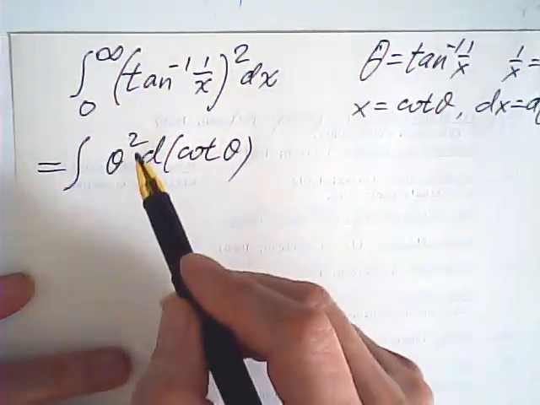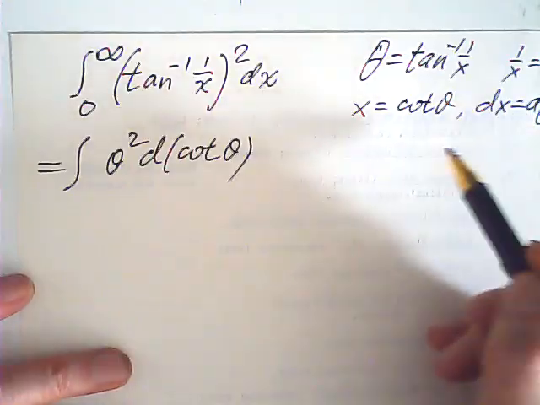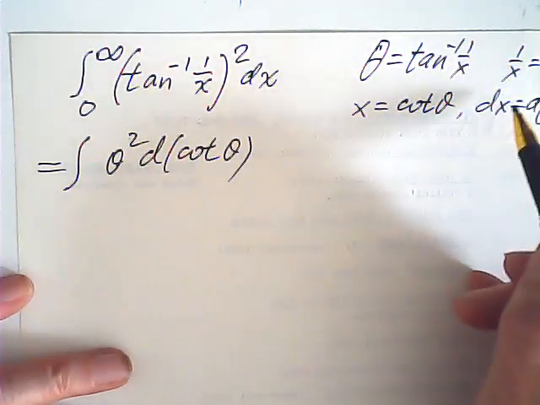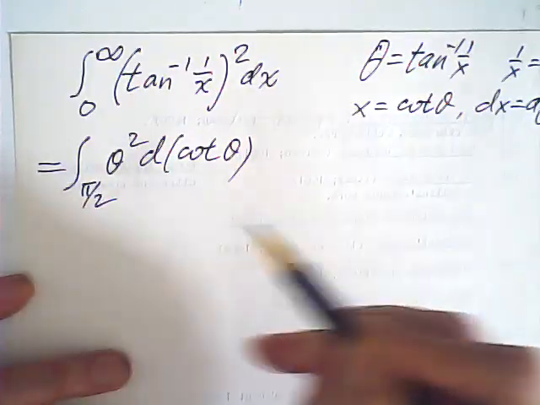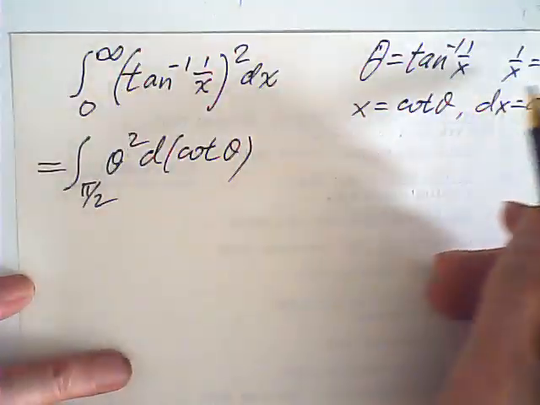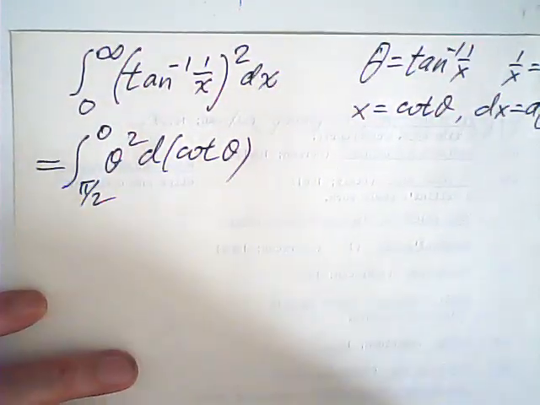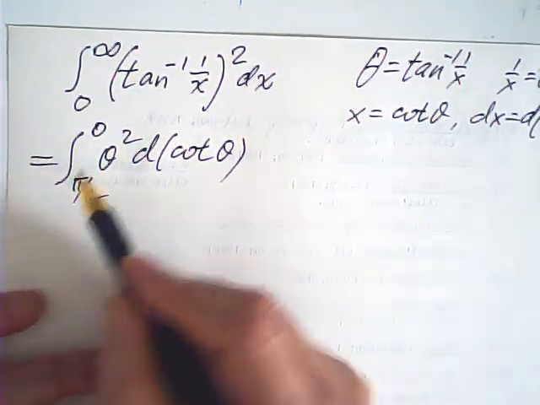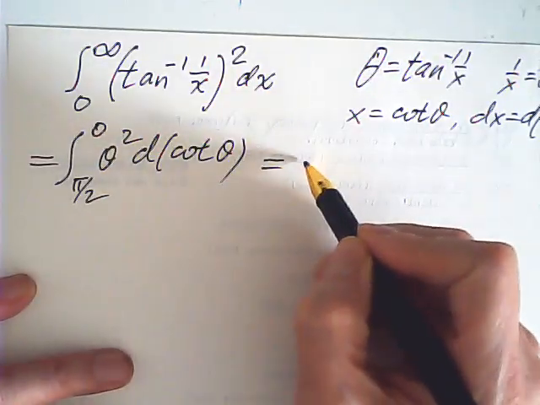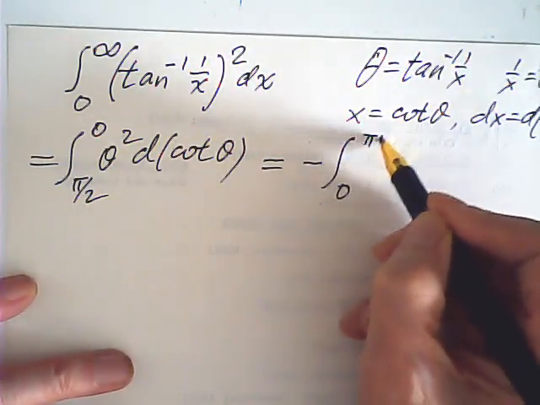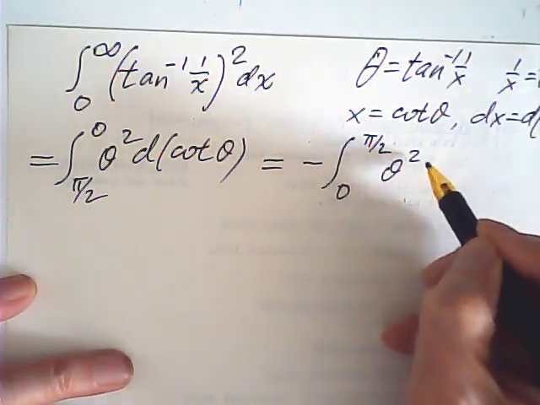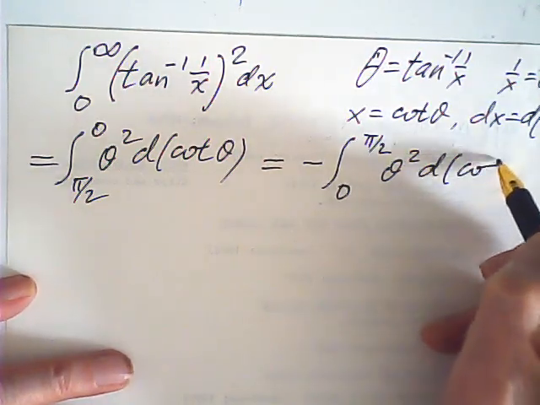And when x is equal to 0, this is half pi. When x is infinity, then this is 0, right? Okay, now I switch this using a negative sign. It looks better from 0 to half pi, theta squared d cotangent theta.